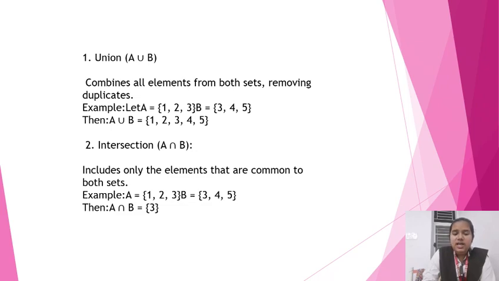That means here set A contains 1, 2, 3 and set B contains 3, 4, 5. Here one element is common, that is 3. So it is written as A intersection B equals 3. By the definition of intersection, it includes only the elements that are common to both sets. So we can write A intersection B equals 3. This is about intersection.